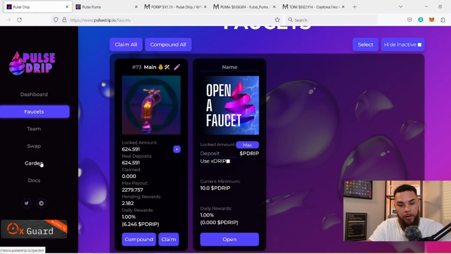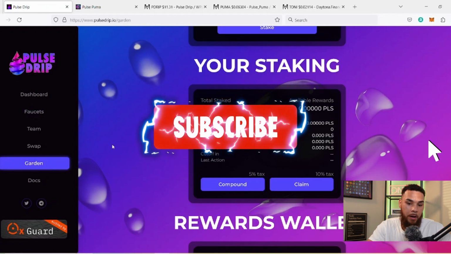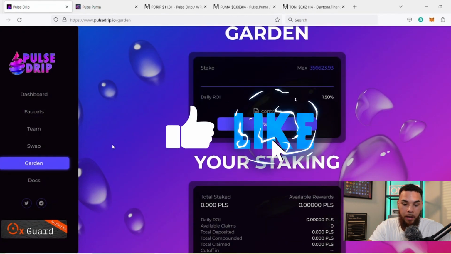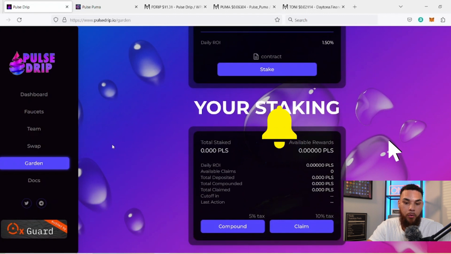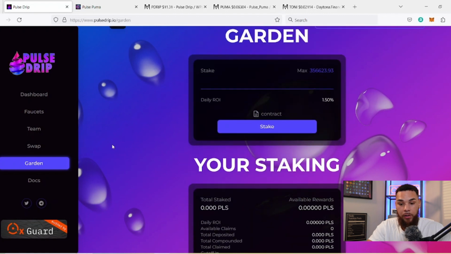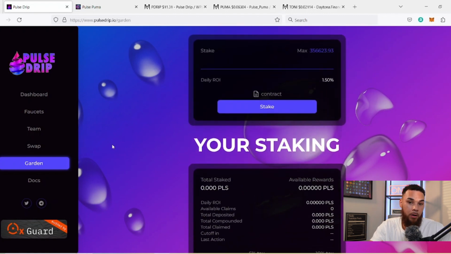They have the garden over here that is popping as well. So you can come over here and you can stake Pulse and earn Pulse at 1.5% a day. So this is a really good contract to get into as well if you are looking to earn Pulse off your Pulse that you have now.